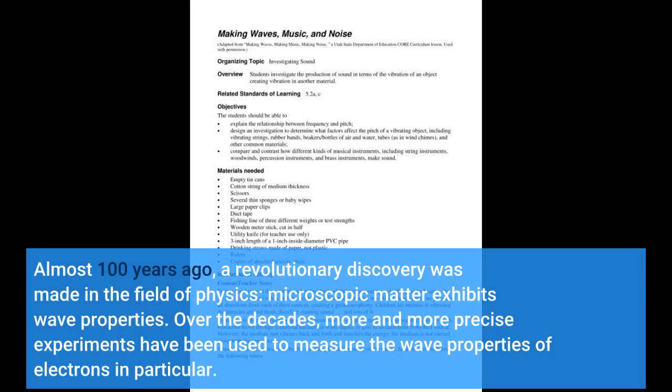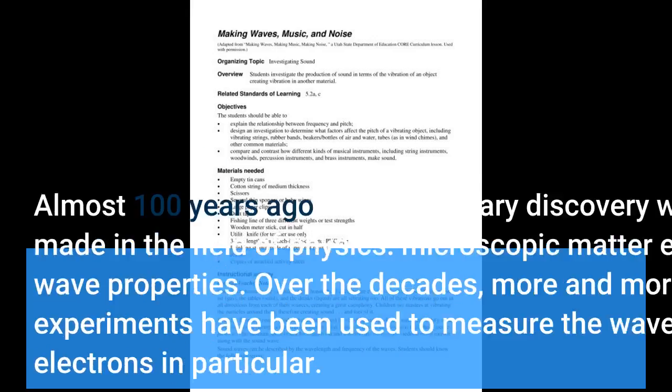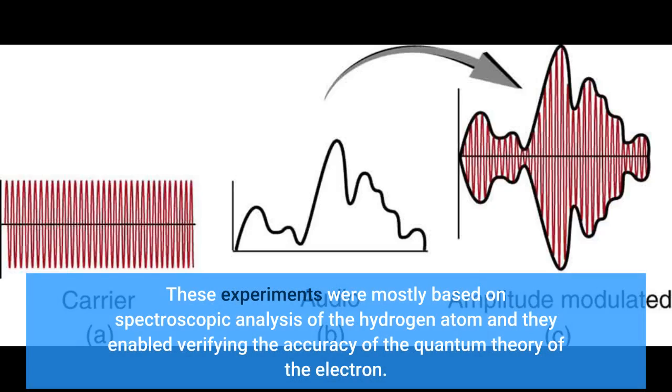Almost 100 years ago, a revolutionary discovery was made in the field of physics. Microscopic matter exhibits wave properties. Over the decades, more and more precise experiments have been used to measure the wave properties of electrons in particular. These experiments were mostly based on spectroscopic analysis of the hydrogen atom, and they enabled verifying the accuracy of the quantum theory of the electron.